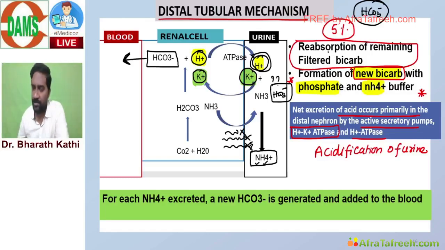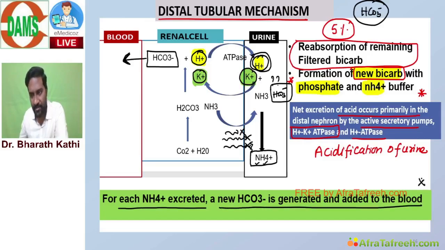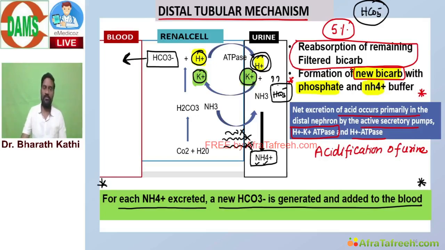This NH4 plus and phosphate buffer make sure there is no free H plus in the urine. It makes sure a concentration gradient is built up for H plus, so that H plus from the body can easily go into the urine. Now the end result here is, for each NH4 excreted, a new bicarbonate is generated and added to the blood. Very, very important. This is the distal tubular mechanism of acidification of urine, maintaining the H plus gradient by forming NH4 ammonium.